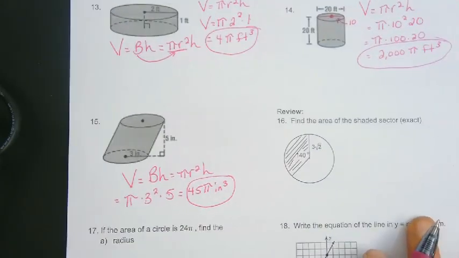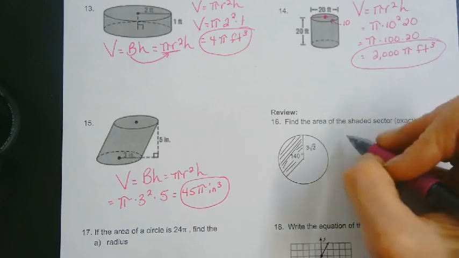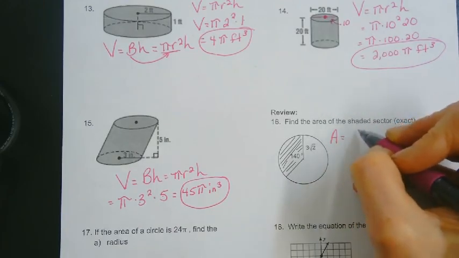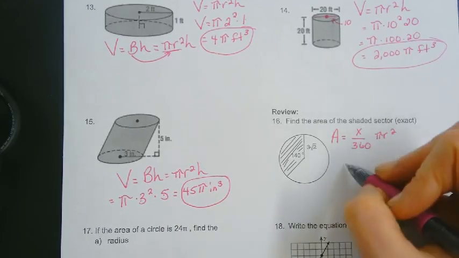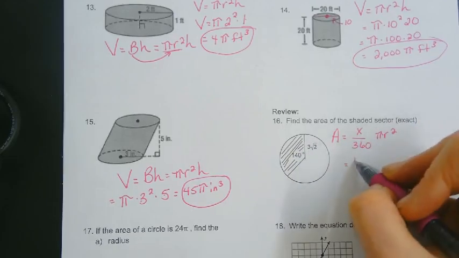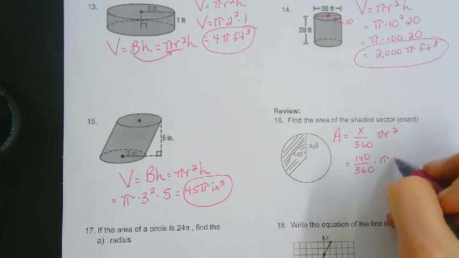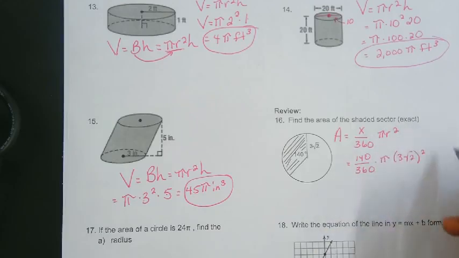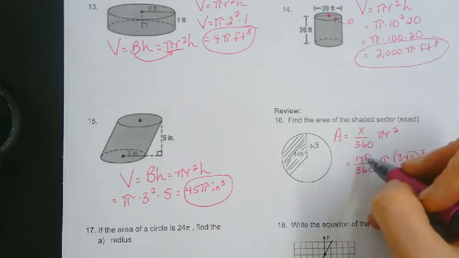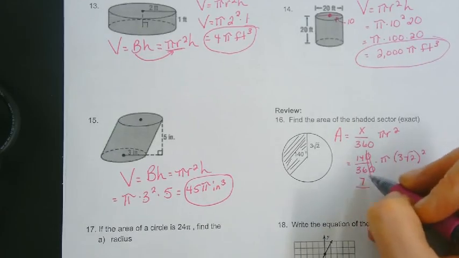Find the area of the shaded sector exact. So remember the formula for the shaded sector? It's area of the sector equals x over 360 times pi r squared. So we want this shaded area here, so that's 140 degrees. That's over 360 times pi. The radius is 3 root 2, squared. And now we have to simplify this. Remember, we're going to leave pi as pi. We'll divide that by 10, so get rid of those. Now we can divide this by 2, that's 7. And 36 divided by 2 is 18. So we get 7/18 times pi.